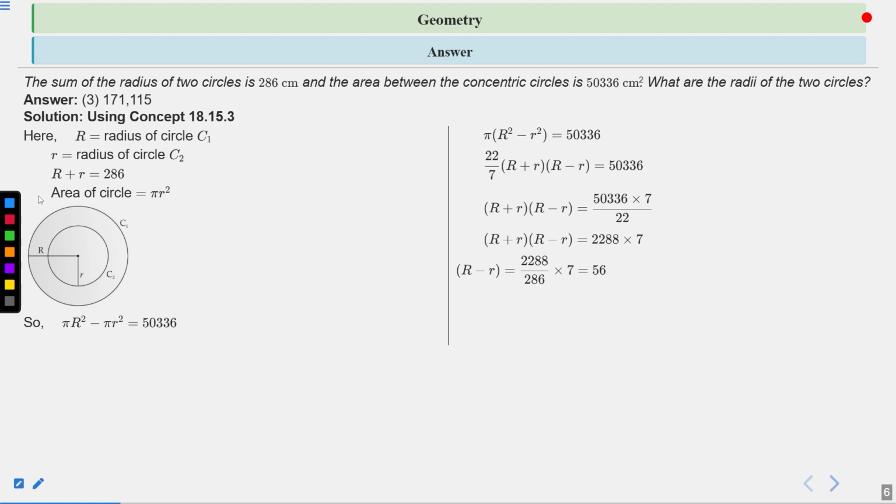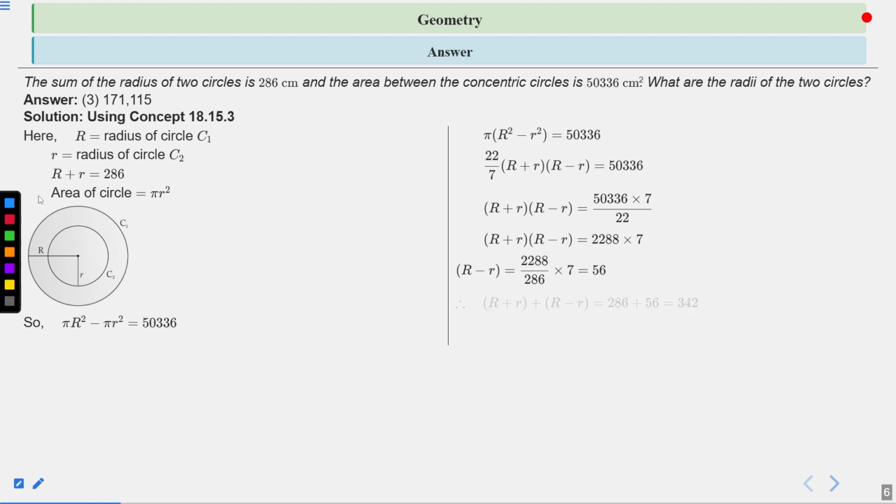Because we know the value of the sum of the two radii, we have the value of R plus r. So we can calculate R minus r. We just put the value: 2888 upon 286, multiplying by 7. When we simplify it, we get the value of capital R minus small r, which is 56.